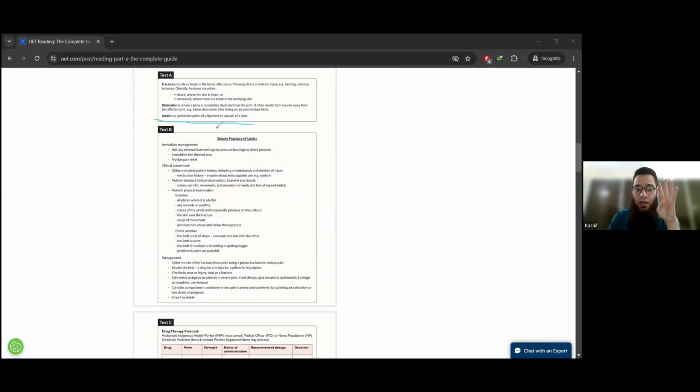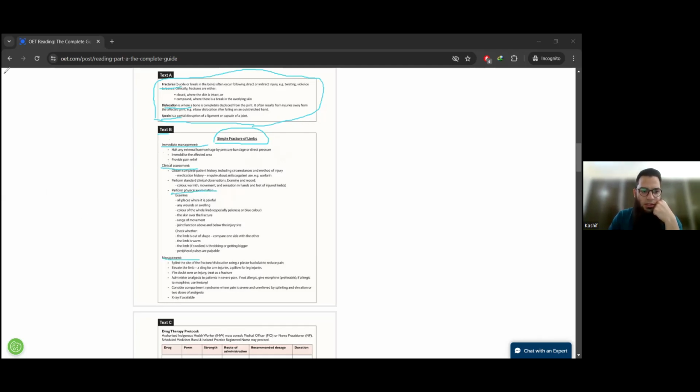In part A, as I have mentioned, there are four texts. This is text A. In this, they have mentioned fractures, dislocations, sprain. And in text B, they are telling you about simple fracture of limbs, in which they are telling you about immediate management, clinical assessment, and that in that you have to perform physical examination, then management.